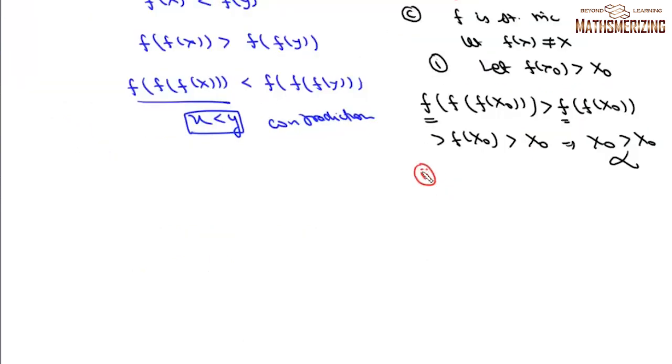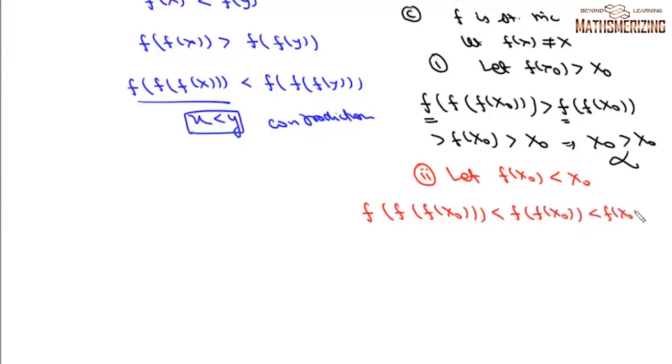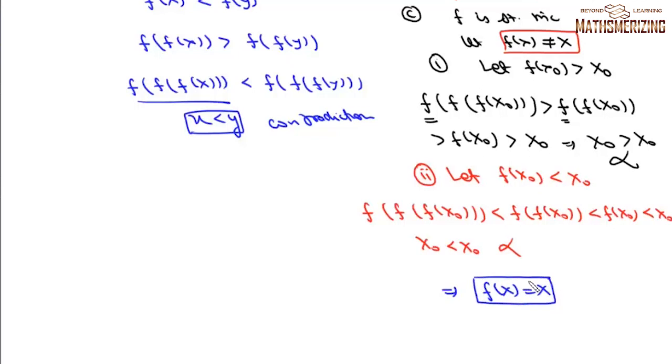If we consider the second case, when f(x0) is less than x0, again we can say f of f(x0) will be less than f(x0), which is less than x0. So again we get this condition that x0 is less than x0, which again is impossible, which simply means that our supposition is wrong. That means in this case f(x) must be equal to x, and that's your part C.